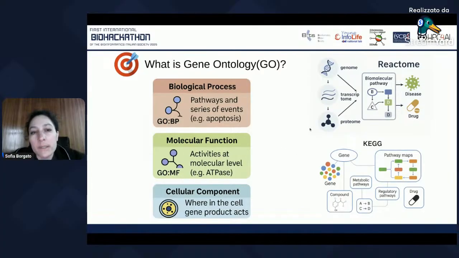So not only simple gene sets, but directed graphs. And Reactome and KEGG are really important because they are manually created, manually annotated, and take into account a huge variety of information.